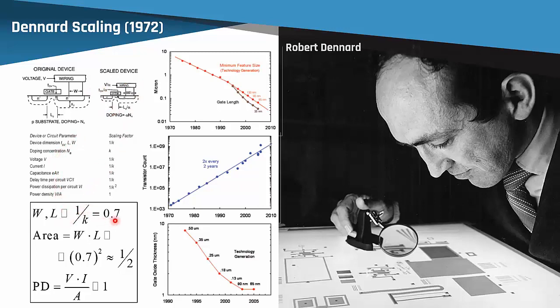So if we take 1 over K to be 0.7, or scale by 30%, and we apply it to all these different dimensions of our MOS transistor, then the area, which is proportional to the width times the length of the transistor, is going to scale by 0.7 squared, which is 0.49, which is about half. So we're going to get double the density. We're going to save half the area versus the previous generation. So we're going to go smaller. So that's why we want to scale by 30% each process generation.